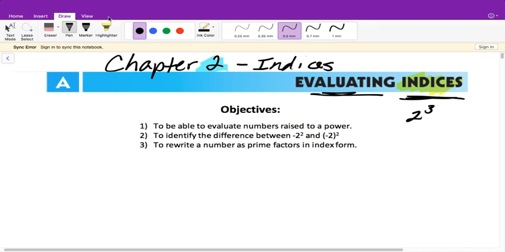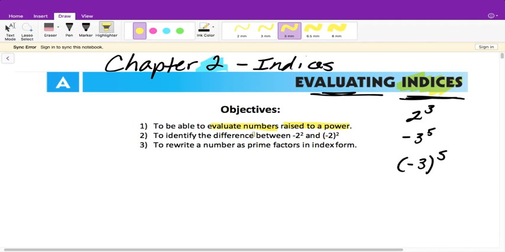Our first objective or goal is to be able to evaluate numbers raised to a power, just like I was saying, exactly what this section is about. So 2 to the third power, -3 to the fifth power, or (-3) to the fifth power. You need to be able to evaluate, meaning what do these equal?